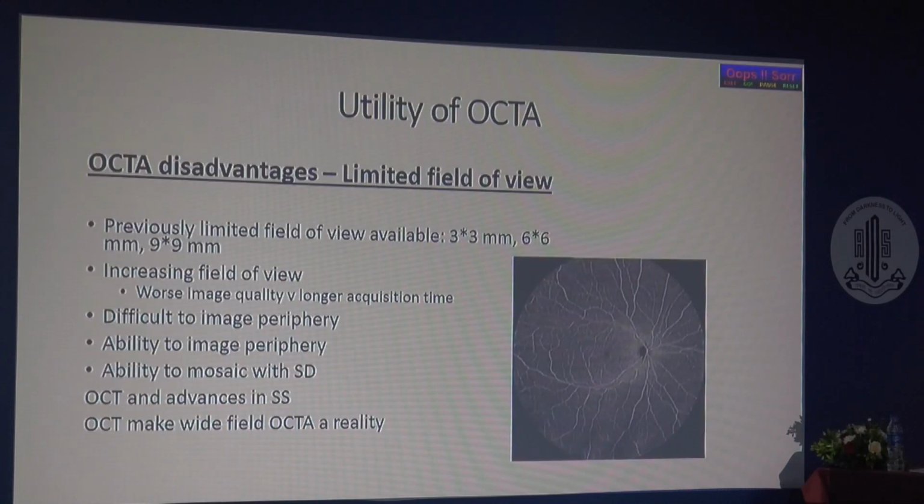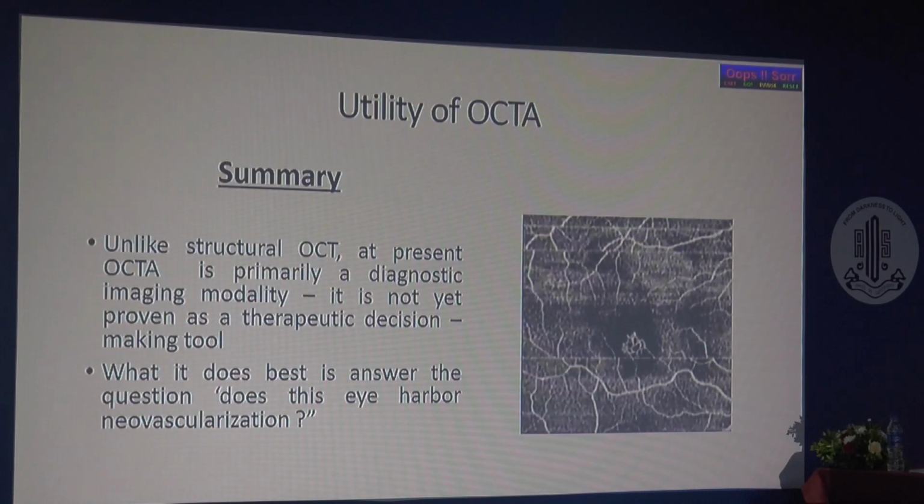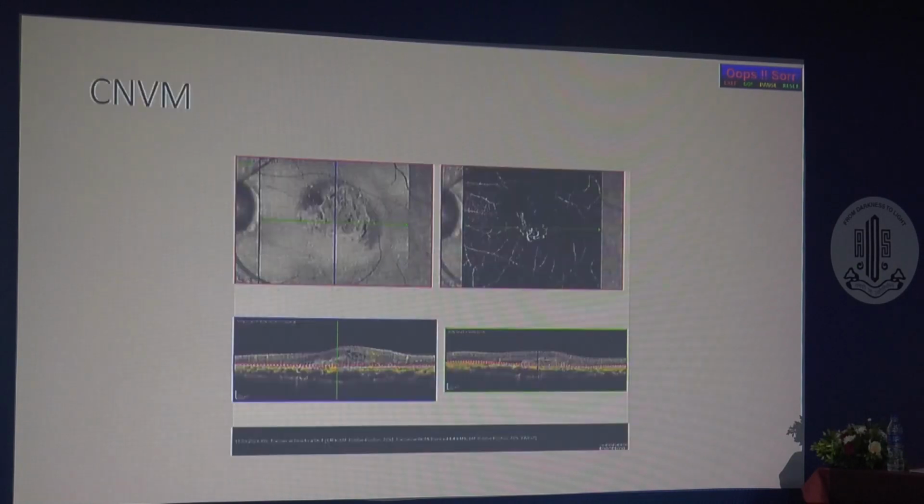So the limitations I mentioned was that some start with 3x3, some 6x6. Now up to 12, we have the mosaic. They superimpose 4 or 5 photographs and create a mosaic, so you see it like a fluorescein angiography. So in summary, it is still basically a diagnostic tool for CNVM, but we don't know what the best answer is for treating. So I'll just show you a few cases.